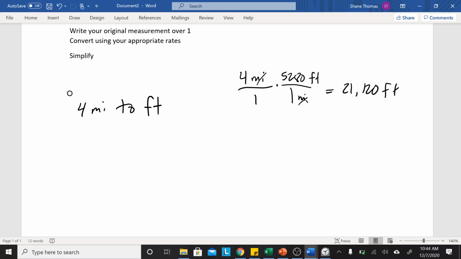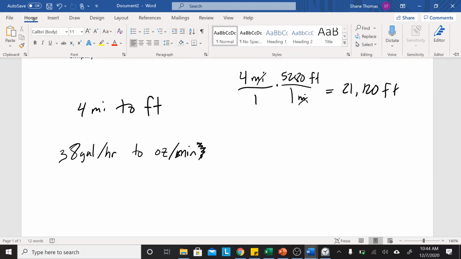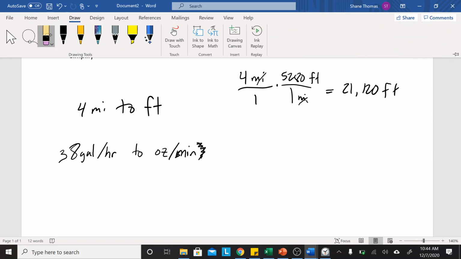All right, now let's do one with multi-units. That's where this process really comes in for us. So let's go with 38 gallons per hour to ounces per, let's go ounces per minute.